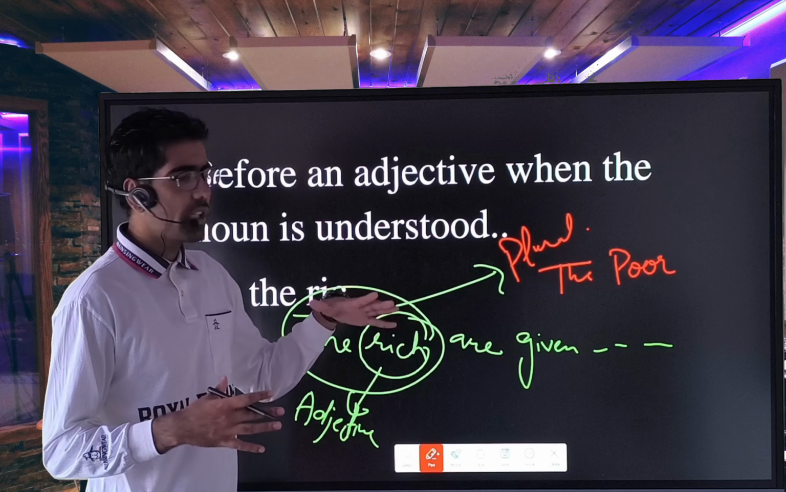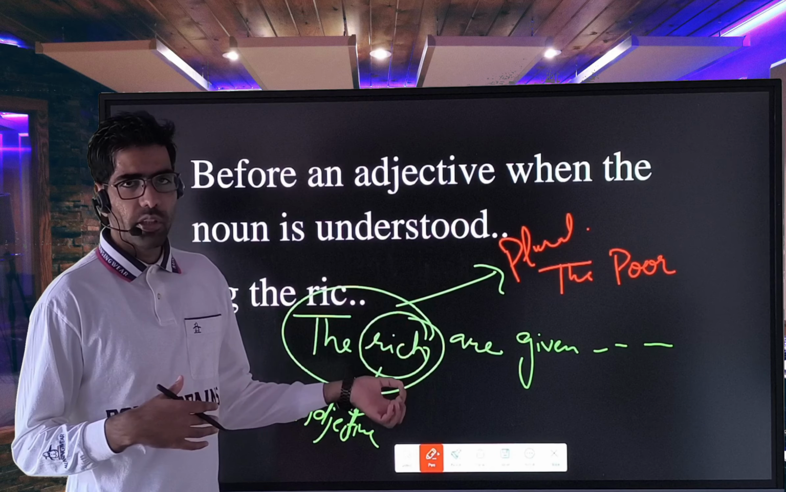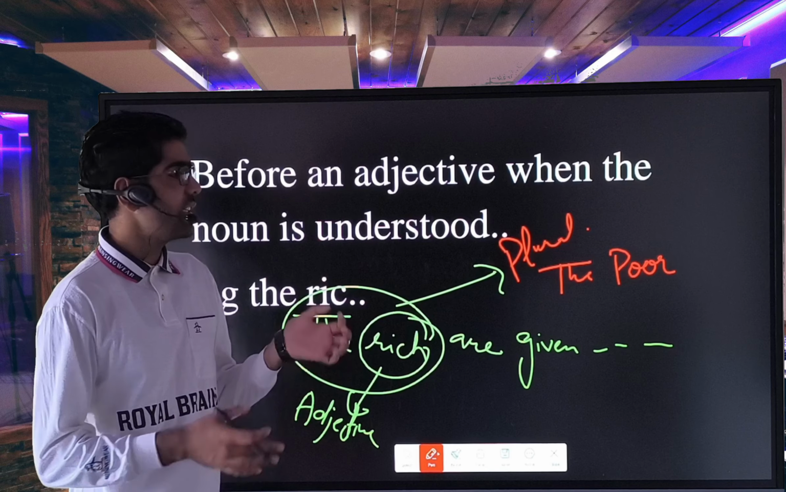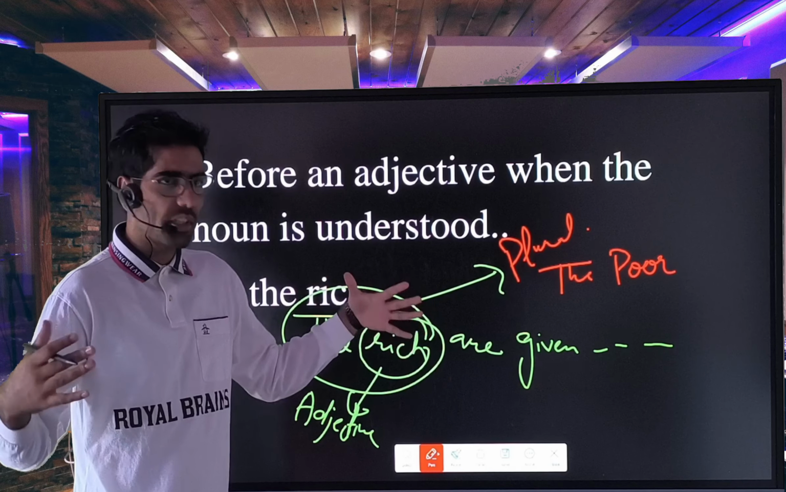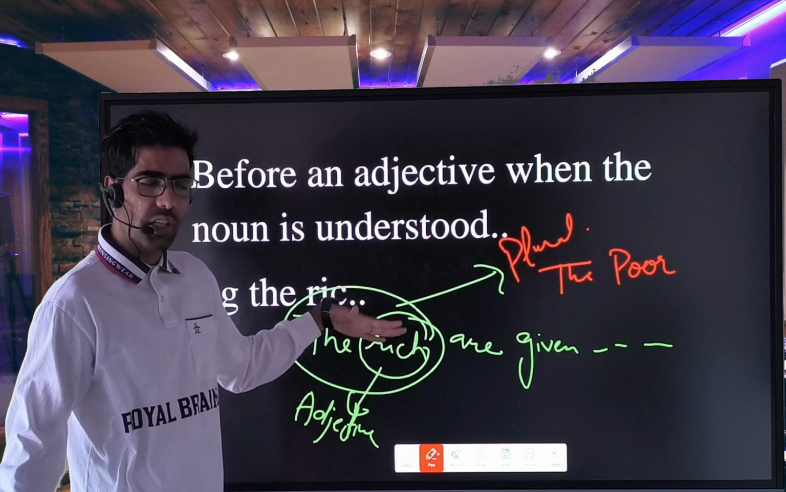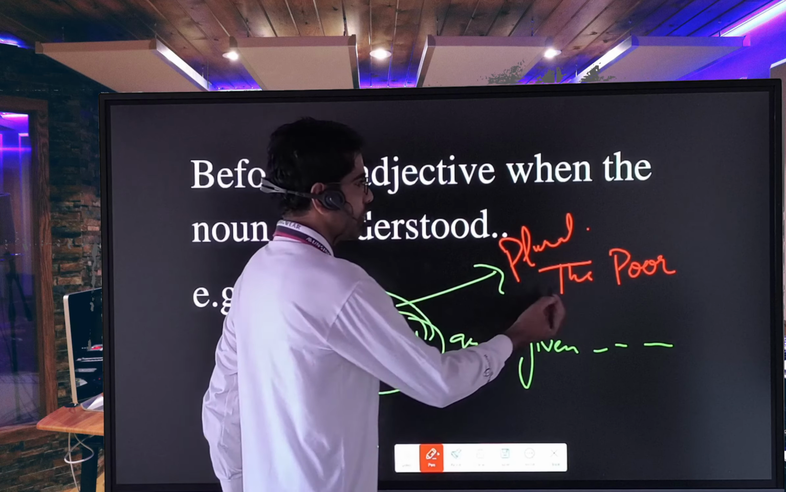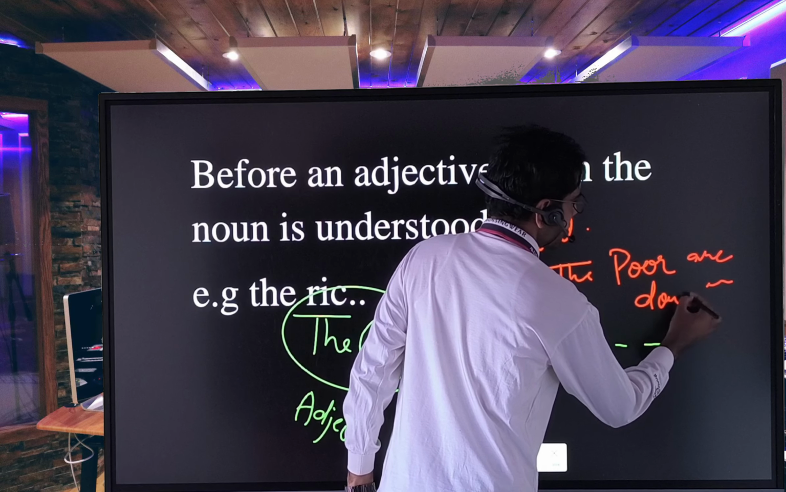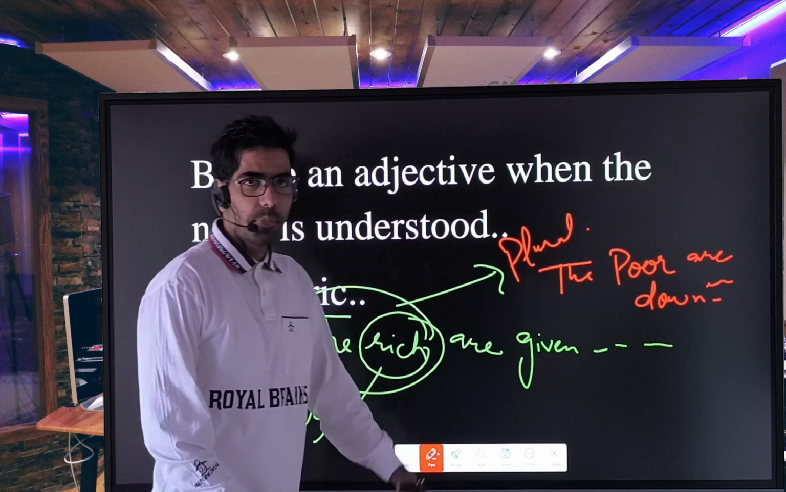Sir, how can we convert this into singular? So we can use article a here. A poor, that means single poor. So when I say the poor here with some specific adjectives, not all. If I say the poor, so the poor are down in the dumps, ठीक है, the poor, got it.